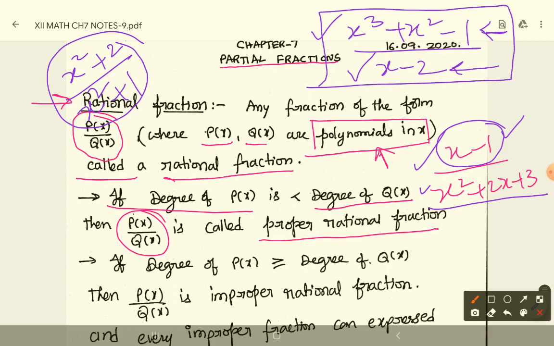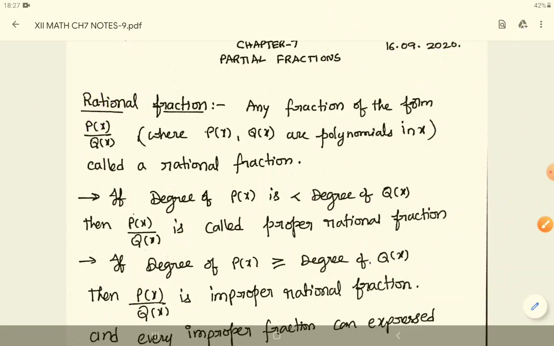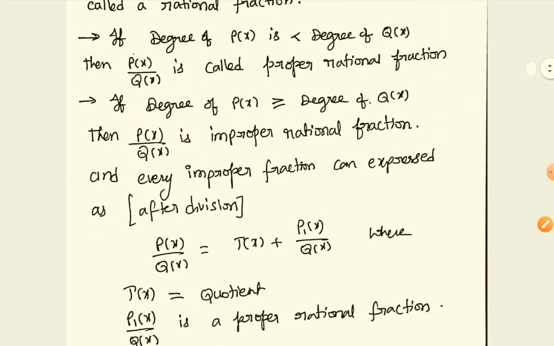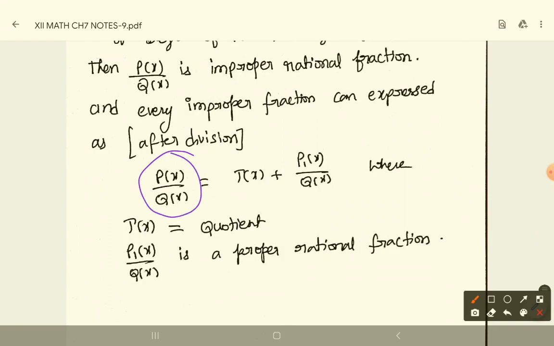So a proper fraction means the degree of the numerator must be less than the degree of the denominator. Then p of x by q of x is called a proper rational fraction. If the degree of p of x is greater than or equal to the degree of q of x, then p of x by q of x is called an improper rational fraction. Those are the examples I gave you. Now listen, whenever you face an improper rational fraction, you can perform the division.